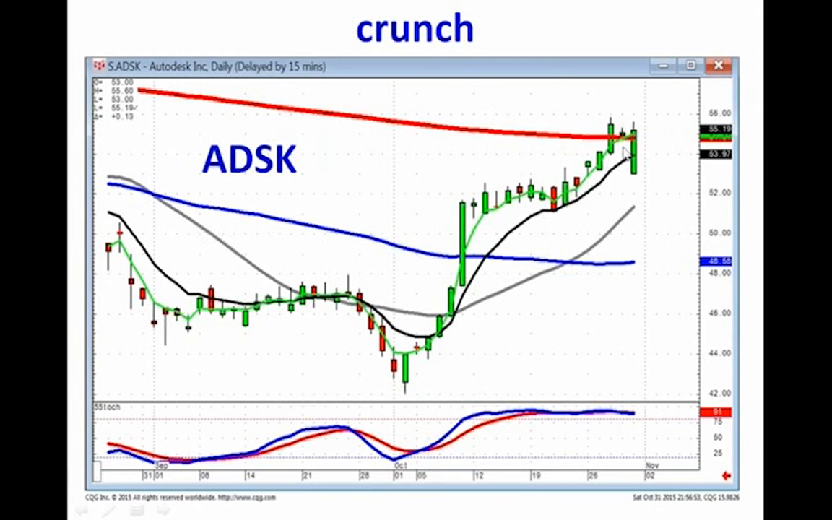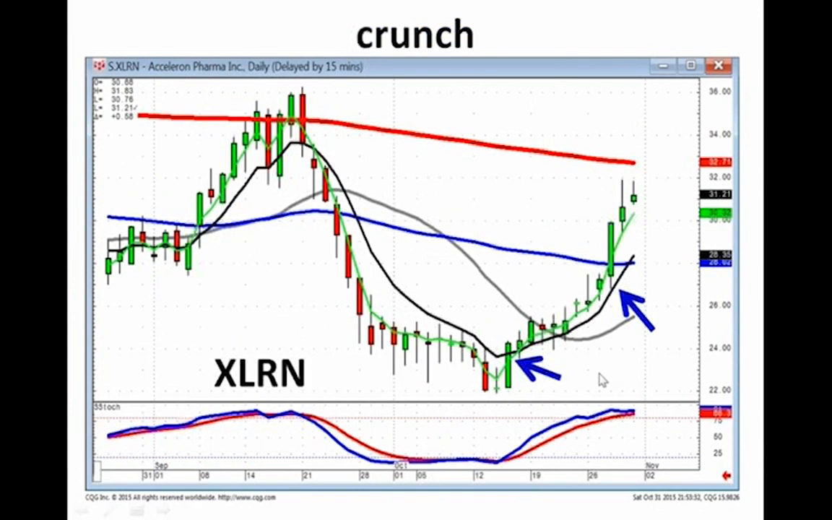Now look how the T line crunch, they opened it here and closed it here. They couldn't close it below the T line. That tells us more than likely there's more upside. We can stay long on this position.